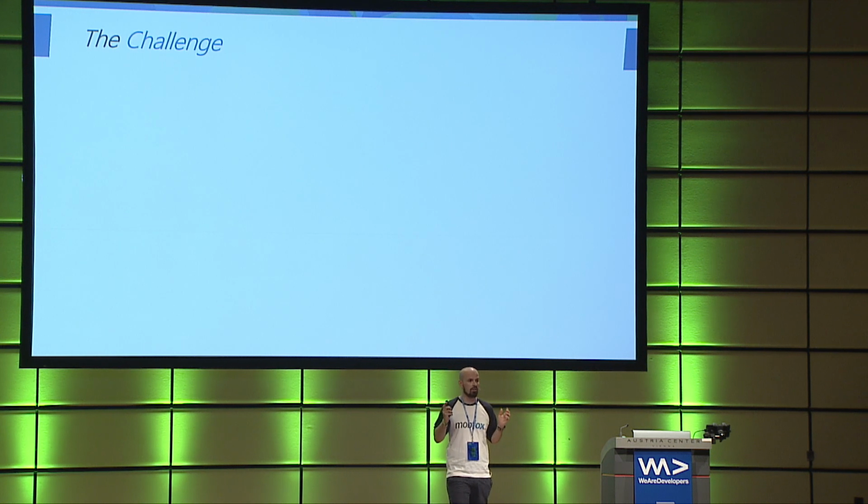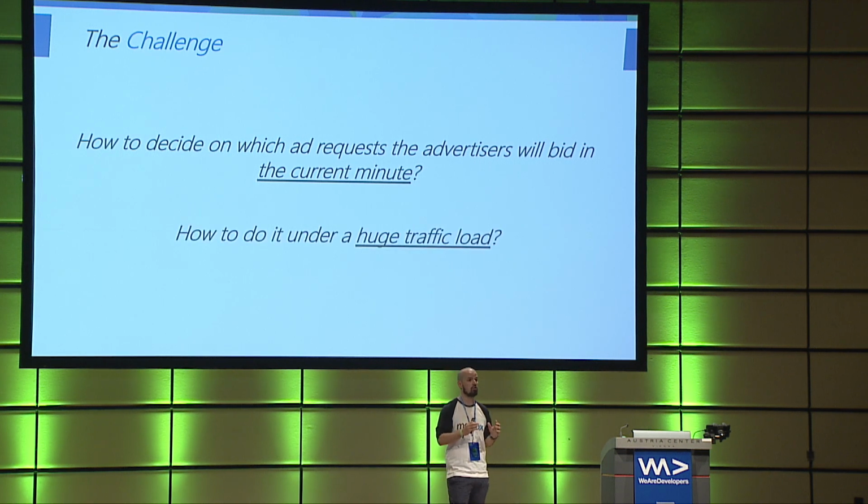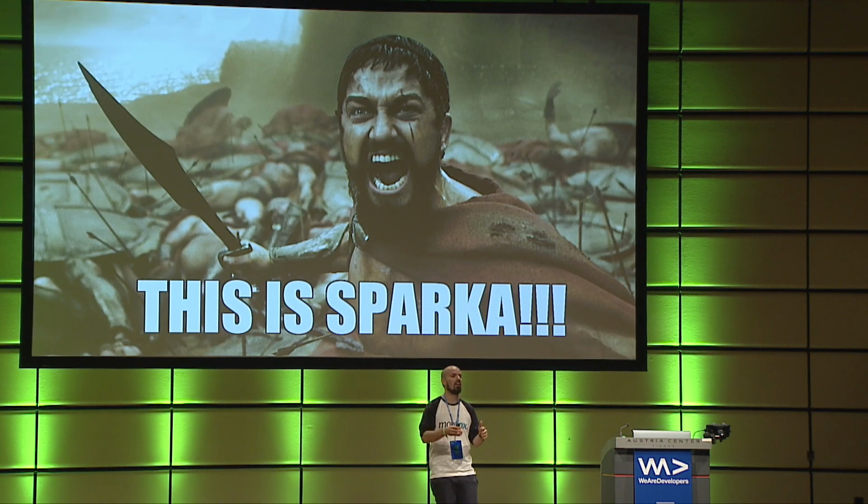And the challenge at the end of the day is, how would you decide on which ad requests the advertisers will bid in the current minute? So how would you know that? And to make it even harder, how would you know that under a huge traffic load, like the load that we have? And I'll answer this question soon, and the answer is actually Sparka.